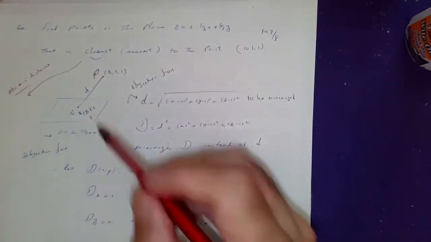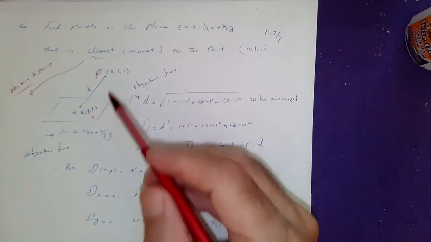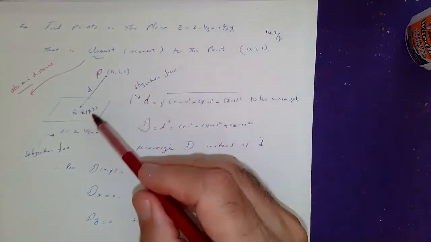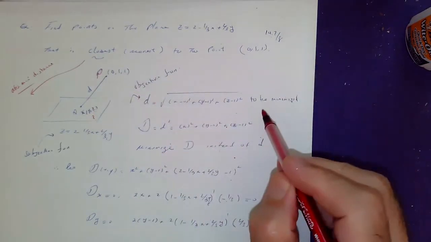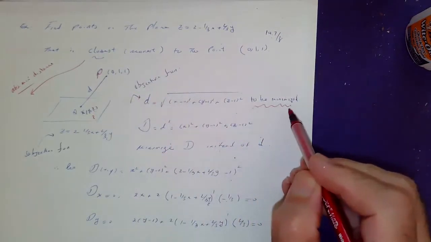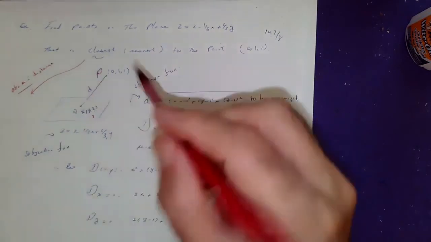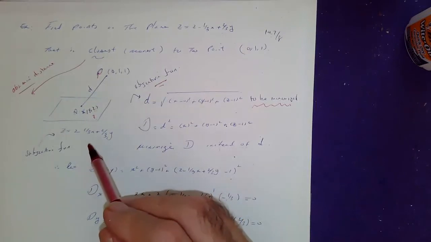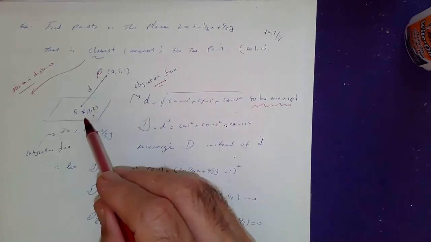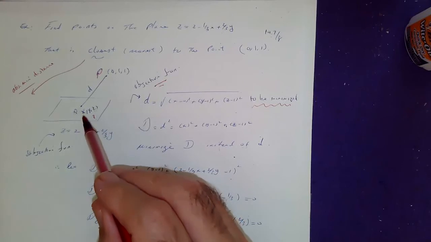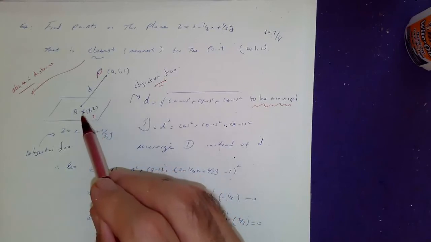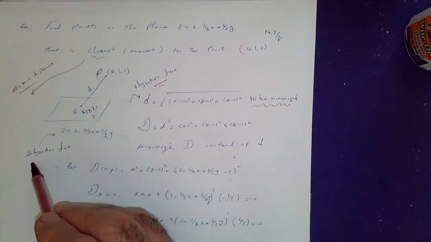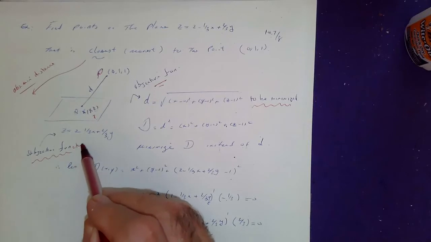In other words, if I use the distance formula, which is the square root of (x - 0)^2 + (y - 1)^2 + (z - 1)^2, this distance is to be minimized. So we call this the objective function. But then the restriction they gave you was not every point in space, but only those points which happen to lie on this plane. So that equation of the plane is called the constraint function.